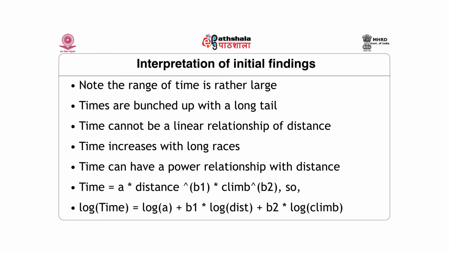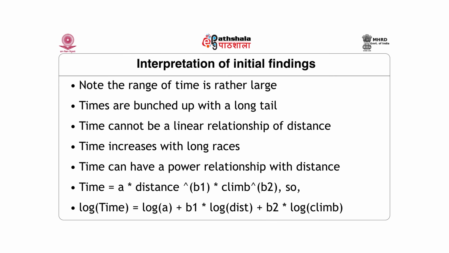Conceptually, we could argue that time cannot be a linear relationship of the distance, because as the distance goes up, time also goes up. But it is human beings after all, therefore time will prolong more for longer distances than for shorter distances, which tells you that if you factor in the distance and climb, you can almost have a power relationship. So time equals a times distance to the power of b1, which is the coefficient, times the climb, also raised to a certain power of b2.